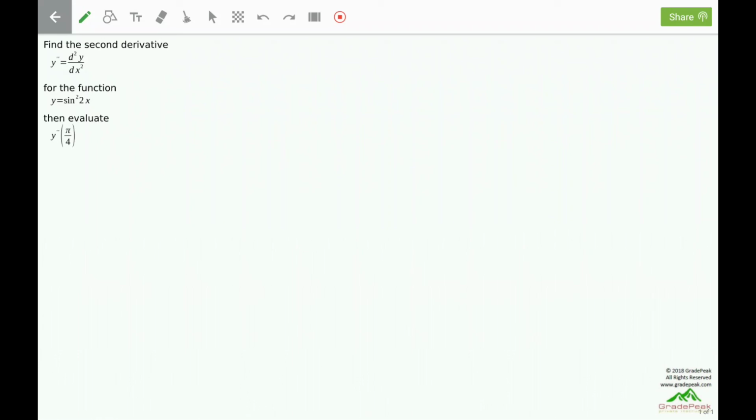Find the second derivative y double prime, or d squared y dx squared, for the function y equals sine squared of 2x, then evaluate y double prime of pi over 4. So y here is a trig function raised to a power of 2x. Before we take the derivative, let's rewrite this as the sine of 2x and then squared to remind us of how to take the derivative.